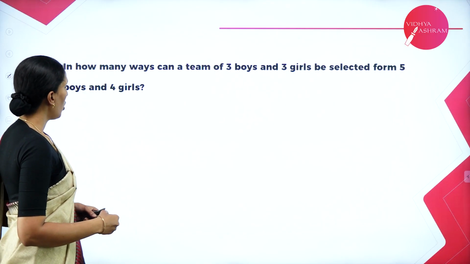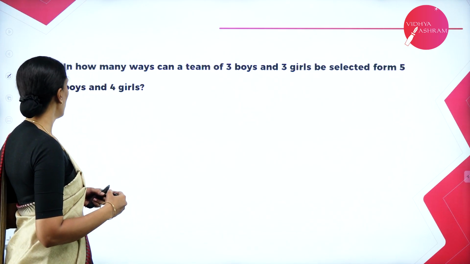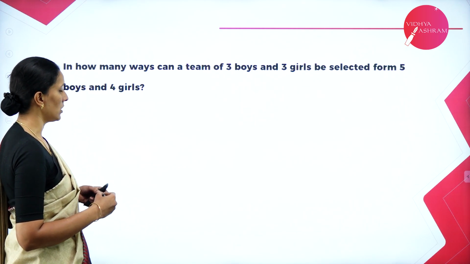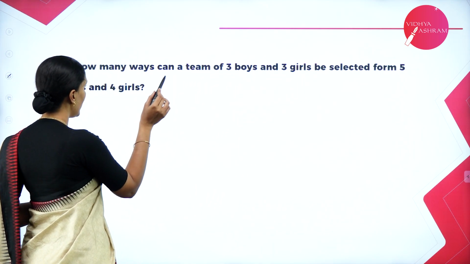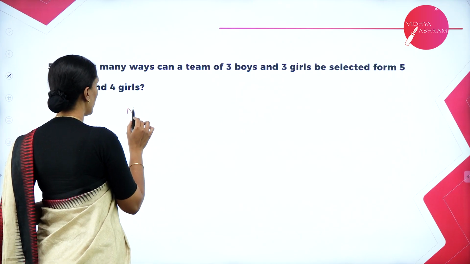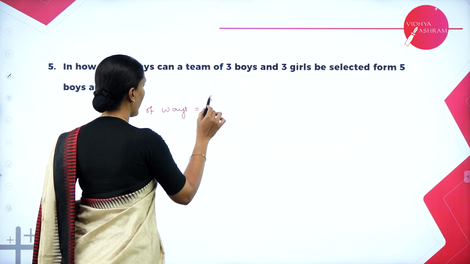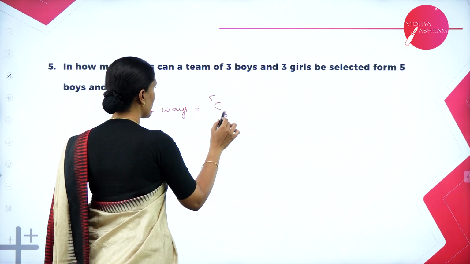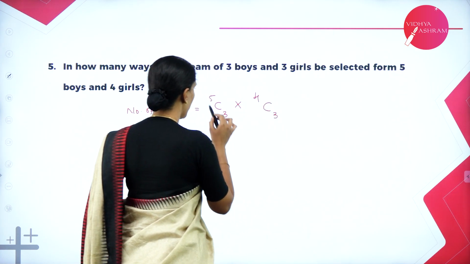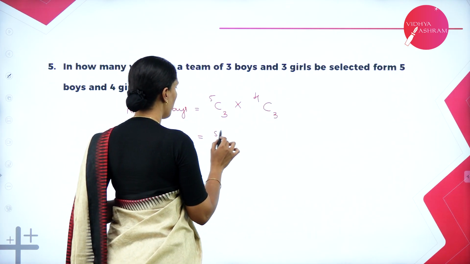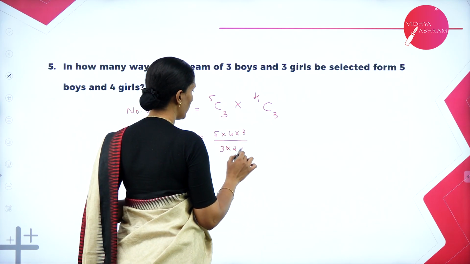Next question. In how many ways can a team of 3 boys and 3 girls be selected from 5 boys and 4 girls? So I need to select 3 boys out of 5 boys, 3 girls out of 4 girls. So therefore the number of ways here is out of 5 boys, I need to choose 3 boys, and out of 4 girls, I need to choose any 3. So this can be written as 5 into 4 into 3 divided by 3 into 2 into 1.